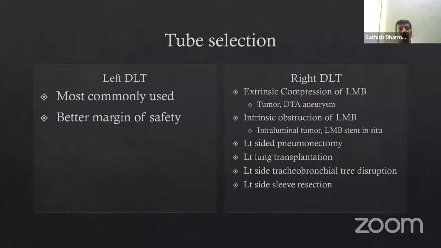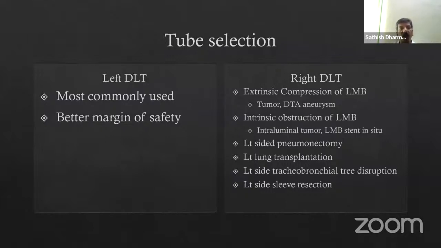Now comes an important aspect, the tube selection. Whether you select left or right for that particular patient. The most commonly used tube is the left-sided DLT because there is no worry of collapsing the right upper lobe or alignment, and it has a better margin of safety. What do you mean by that? Since the right upper lobe takes off early, if you put a right DLT, you cannot move the bronchial lumen in and out too much. So usually you have to place it within 2.5 centimeters. But if it is a left DLT, that worry is not there. You can move it up to 5 centimeters in and out. So that is a better margin of safety.